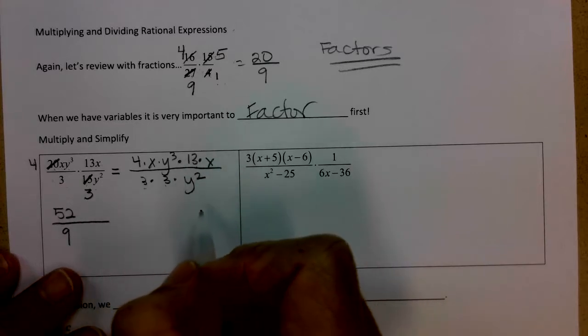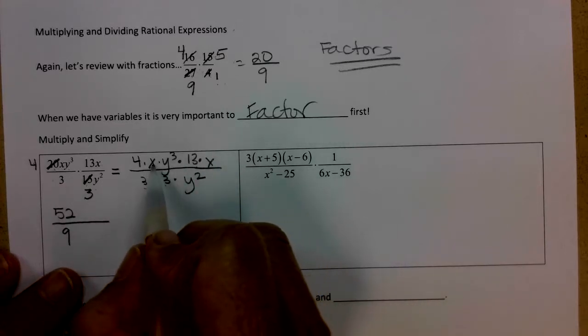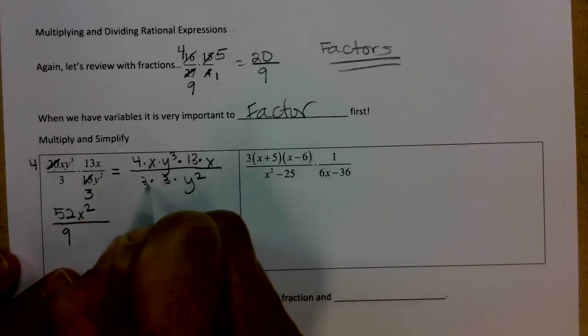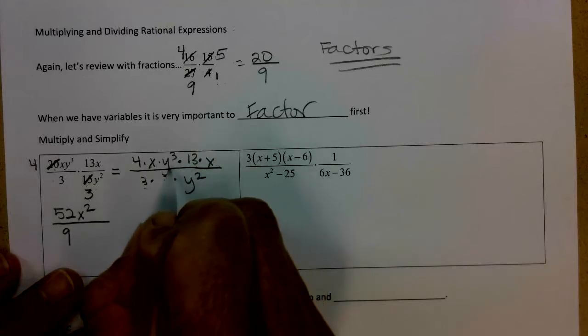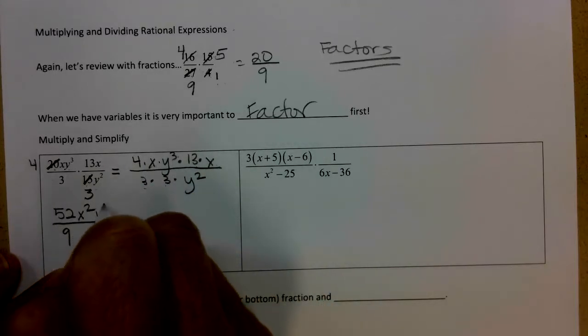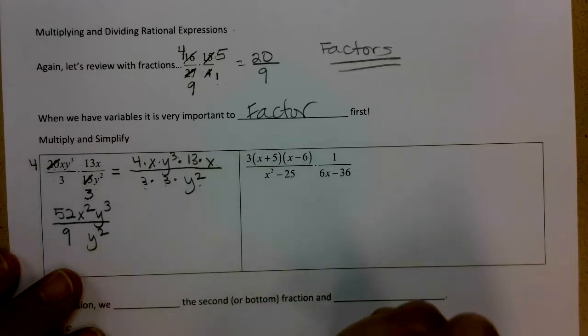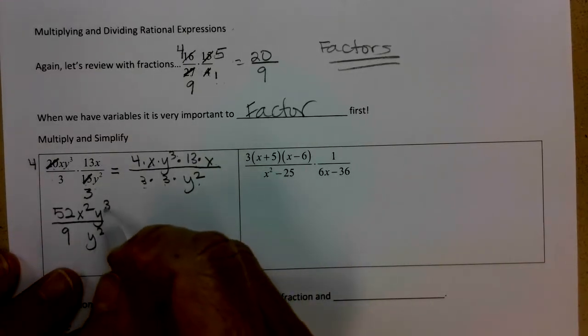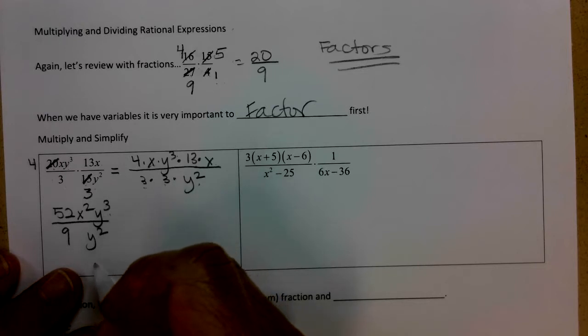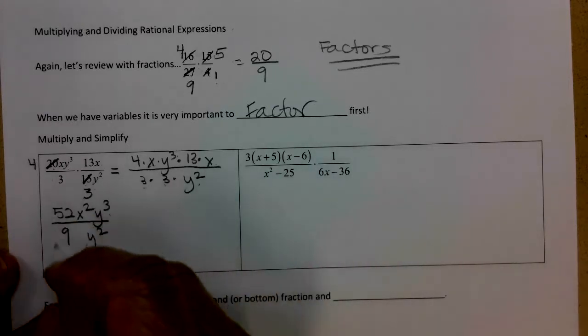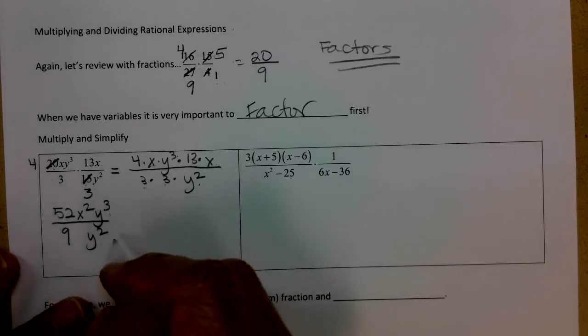Now let's look at the variable parts. So I have an x times another x on the top. So x times x is x squared. I don't have any x squares on the bottom. I have a y cubed still, and I have a y squared. The y cubed and the y squared, those have a common factor. I could write both of those as y squared times something else, and everybody else is still multiplying.